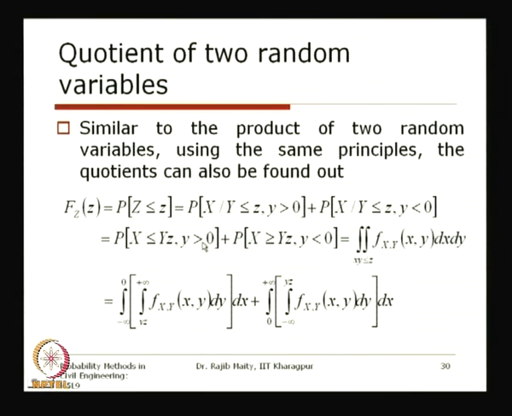So, two different cases, two different areas again. One is that y greater than 0, the other one is y less than 0. So, this can be expressed that xy less than z. No, this is that x by y less than z. This is wrong. So, x by y less than z for the joint distribution, that integration if we do.